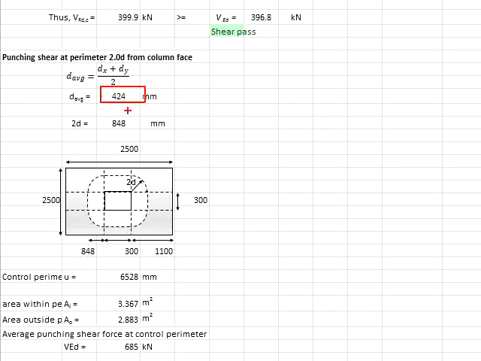2D will be equal to 4 mm from the column surface. The perimeter for the 2D from the column surface will be equal to the perimeter of the column plus the perimeter of a circle with a radius of 2D. That gives you 6528 mm. Then you estimate the area within the perimeter.